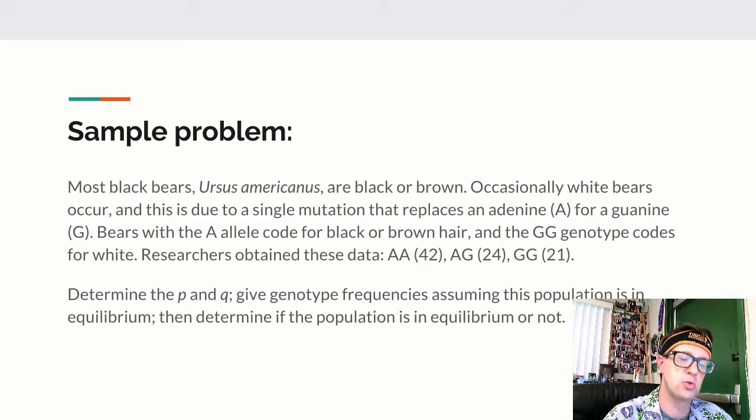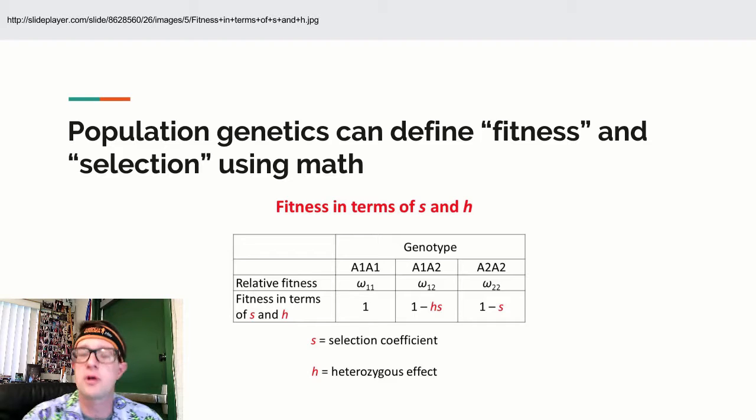I can now get p squared, 2pq, q squared. Total number of individuals is 87, so it'd be 87 times the percent of p squared, 87 times 2pq, 87 times q squared. I can now do a chi-square. The point is we can now start applying math.